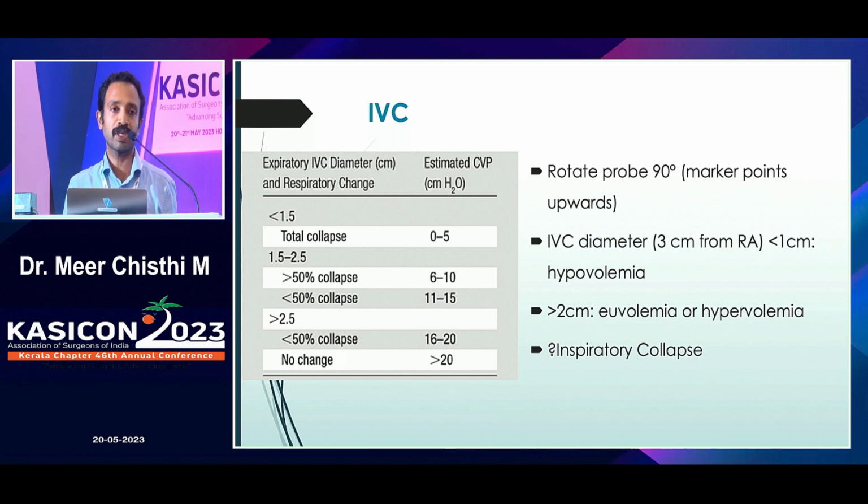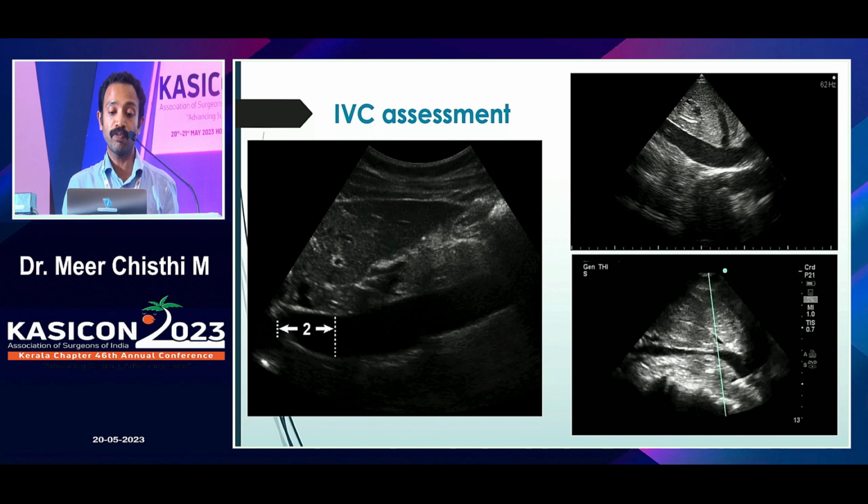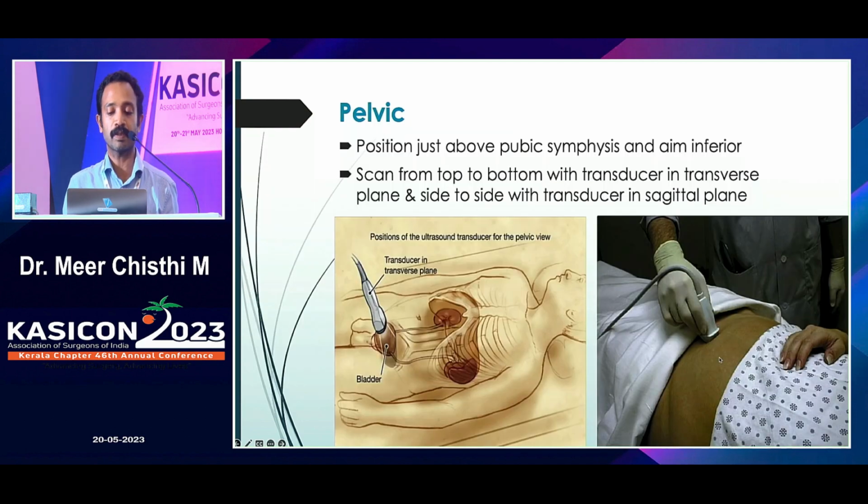Another point you are looking for is the collapse of the inferior vena cava. Normally the IVC collapses during inspiration. If it is exaggerated, that also means that the patient is hypovolemic. So these two pictures show a normovolemic patient. This is a definitely hypovolemic patient. Lastly, you put your probe at the pelvis.